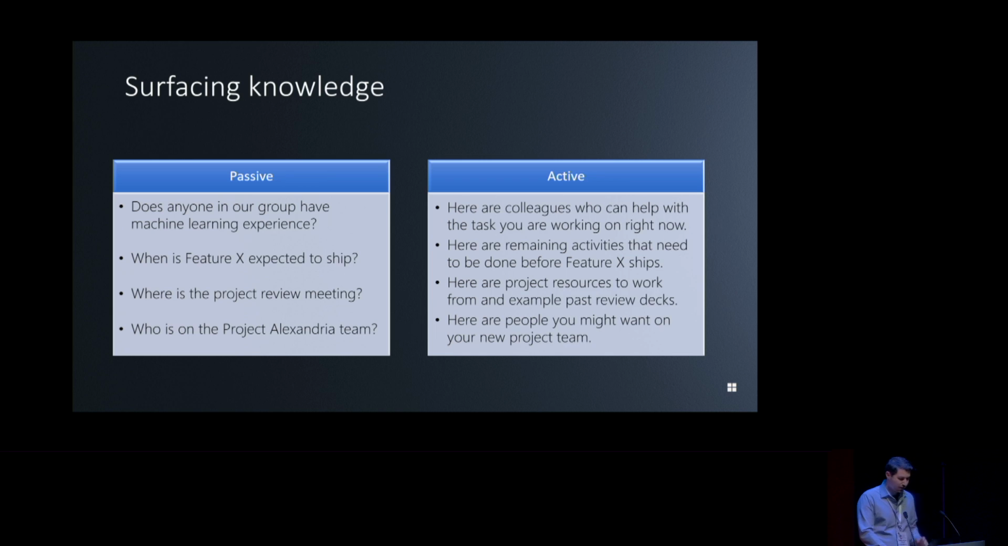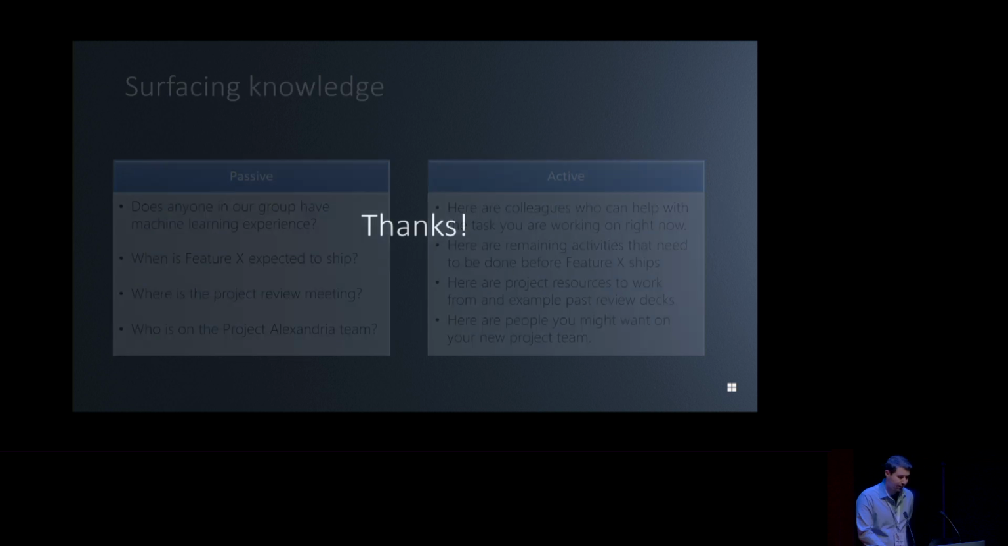Another example, when is feature X expected to ship? What the person is probably thinking is, wow, what are all of the remaining activities that I need to do before feature X ships? And this is another thing that the system can proactively surface. And there is a lot of interest for this, and if we go there, we really need to develop a very rich and reliable system. And maybe what I'll talk about the next time is a foundation model of knowledge that we'll have to build for this, but not today. Right, thank you.